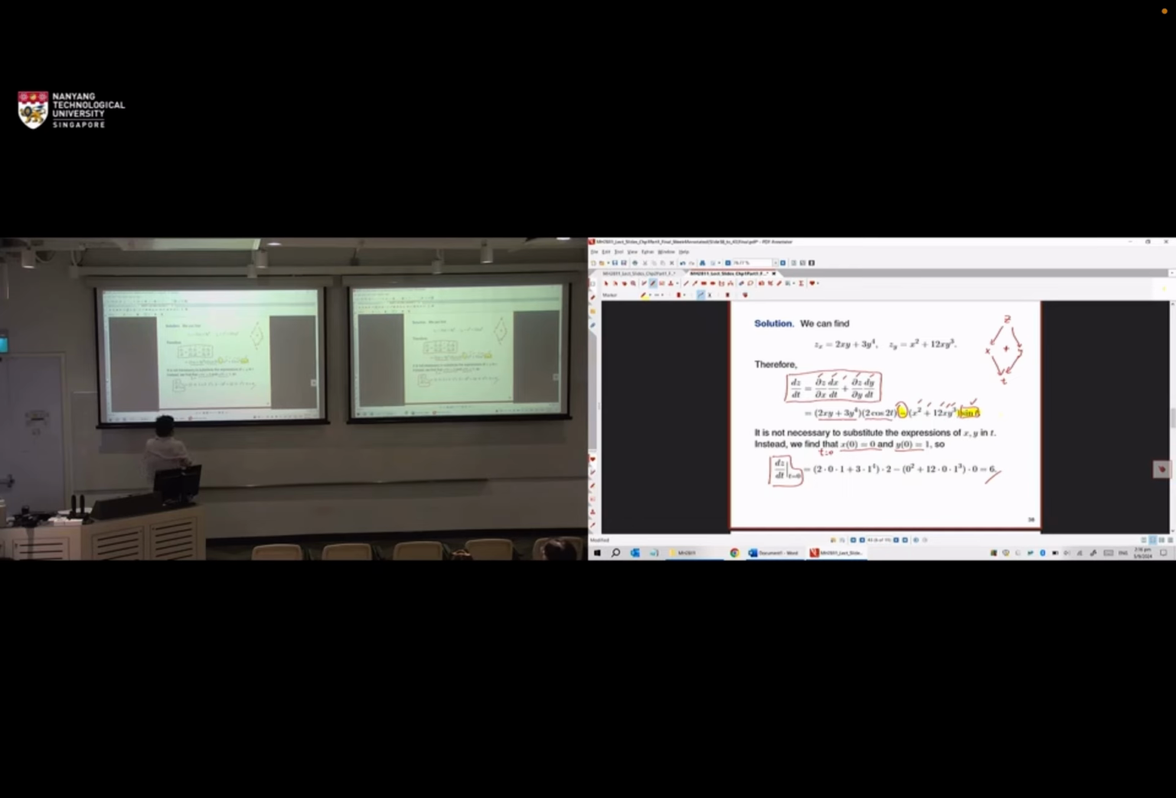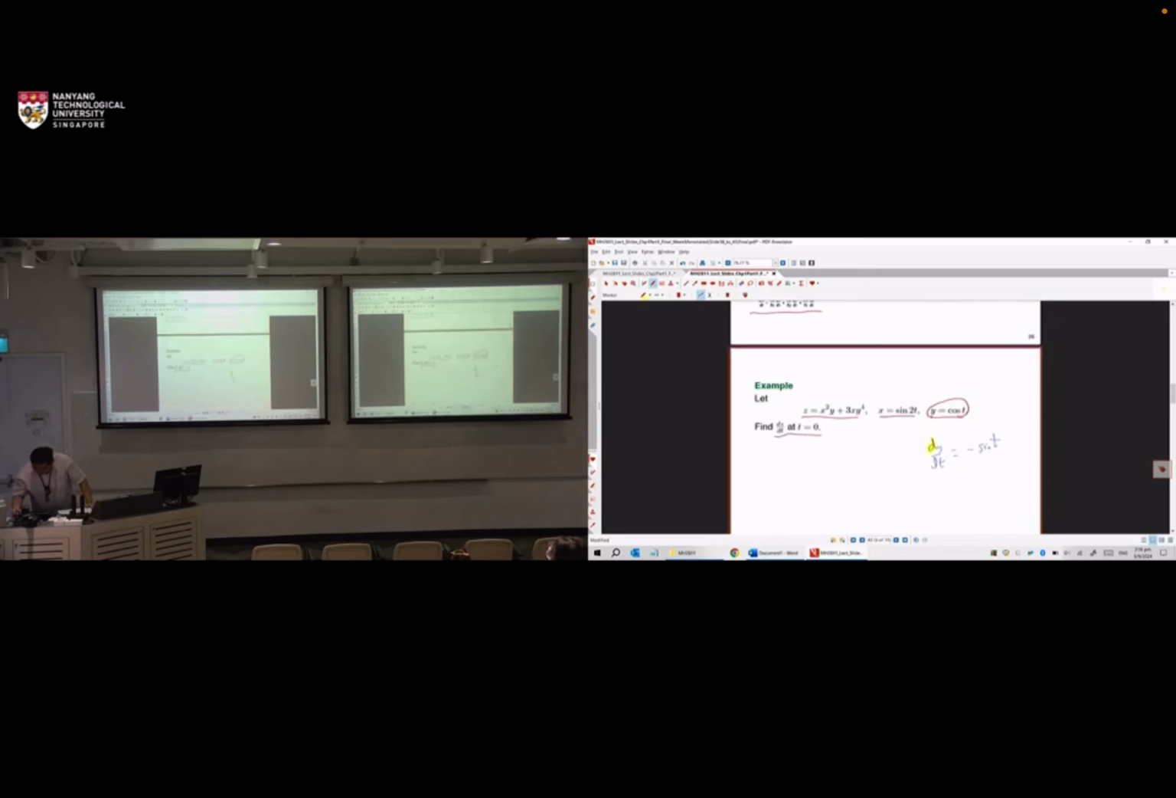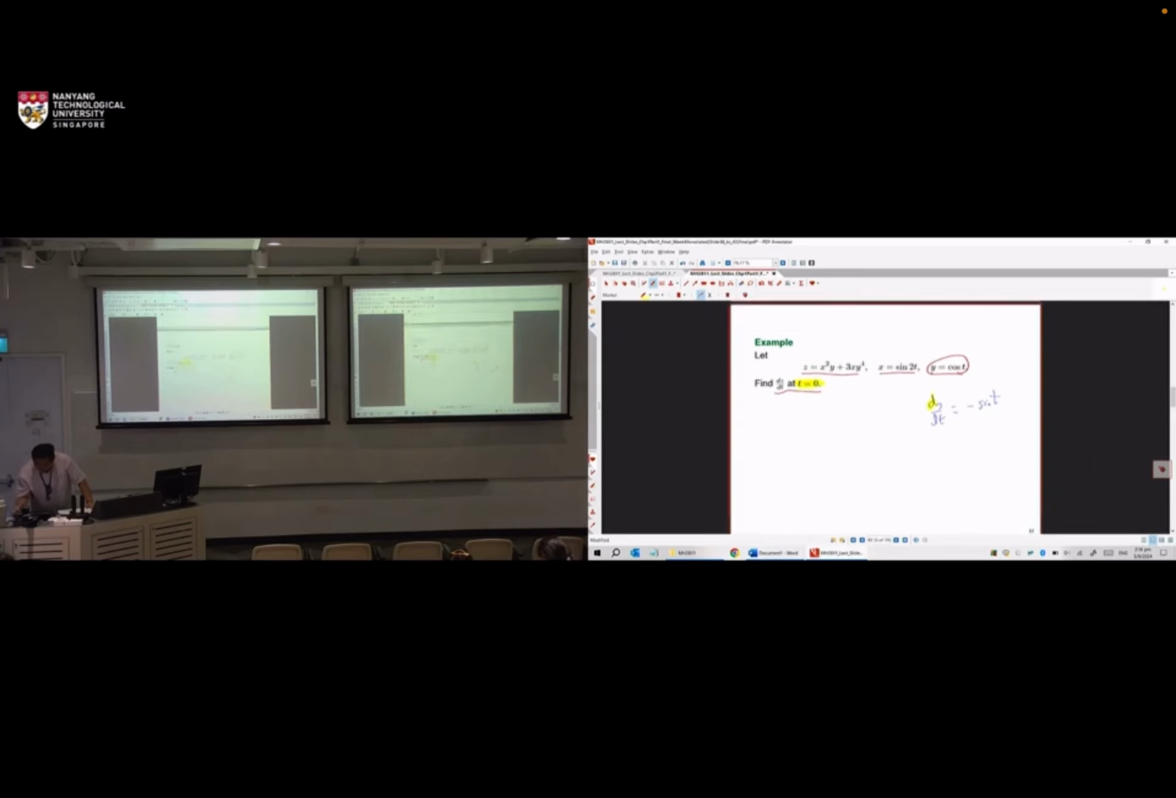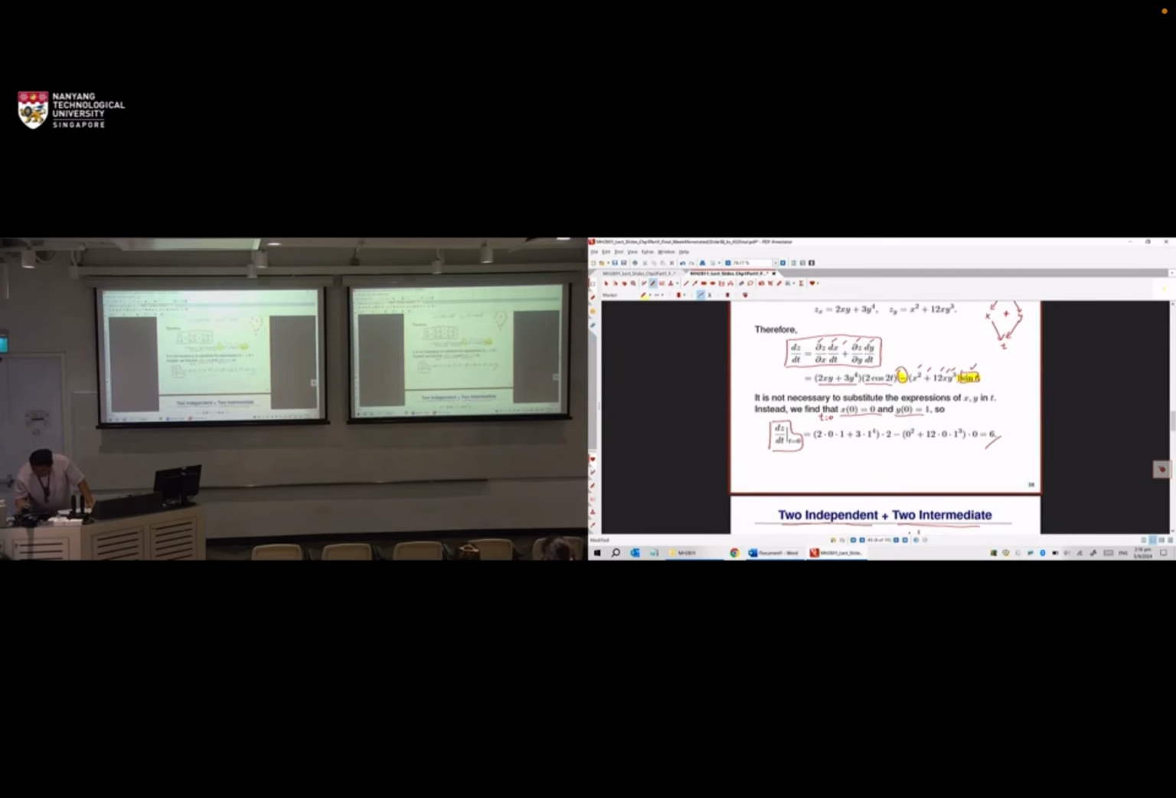Instead, because the question is asking for t equal to 0. Okay, at t equal to 0, your x0 is 0. Your y0 is 1. So now you have all these values already. You sub them in accordingly at your dz dt, evaluated at t equal to 0. You sub in all the corresponding numbers and you will get an answer.